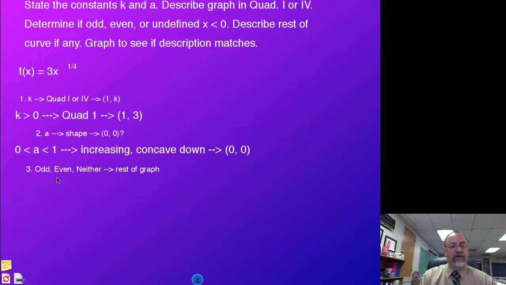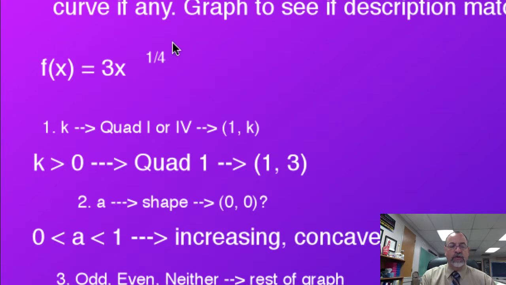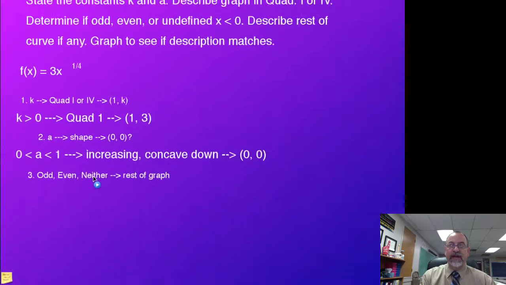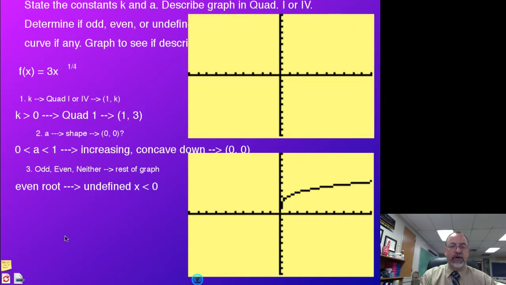We then need to figure out if it's odd, even, or neither. To figure that out, we substitute in negative x into the expression. Now, this is an even root. It's a 4. The denominator is the index of the root. Because this is even, we can't have negative values in, so substituting in negative x is impossible. So this would be neither, so I'm not going to have any values to the left of 0 because we're undefined down there. All right? So that was a very quick talking about it.